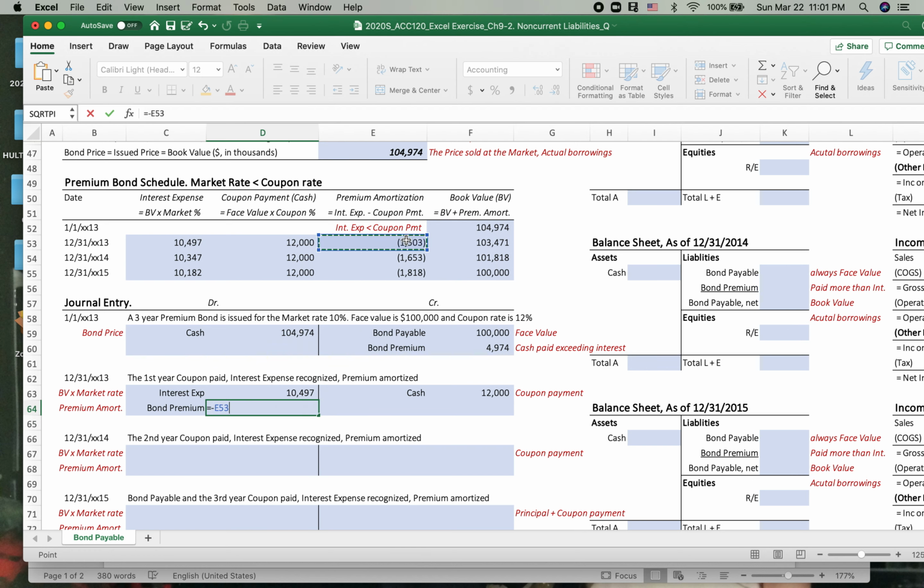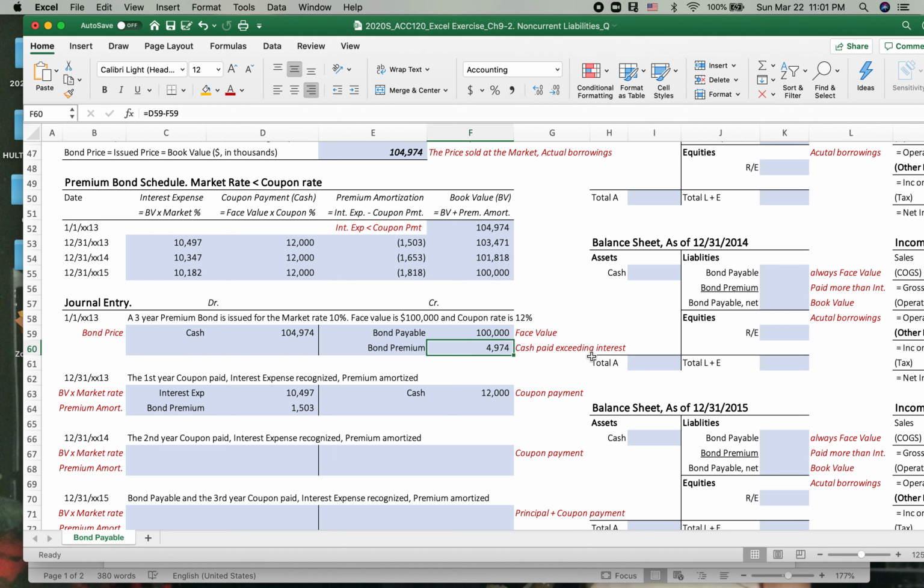Now I will put the positive. All this journal entry you should show as a positive number. So 15,003 on the debit account will be reducing the bond premium 4,974. Why? The bond premium is the company account with the bond payable, but the bond premium on the debit side means that reduced the bond premium.